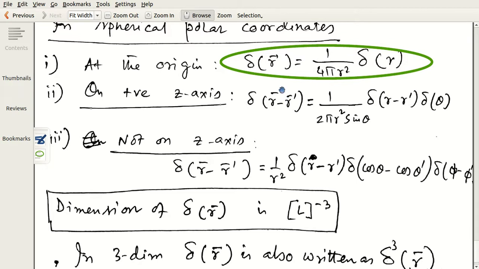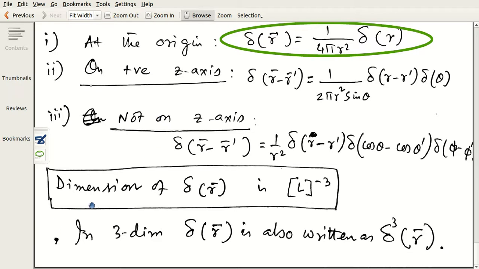So everything is actually there. There is no problem in the dimension, the things are actually integrated out. Check it by your own hand, and note that in 3 dimensions delta(r) is L to the power minus 3, that means 1 by L cube. It is also to be noted that in 3 dimensions delta(r) is also written as del cube r. In many books you will see it.